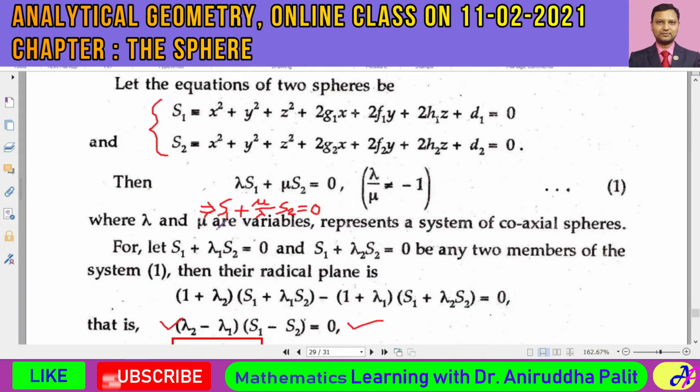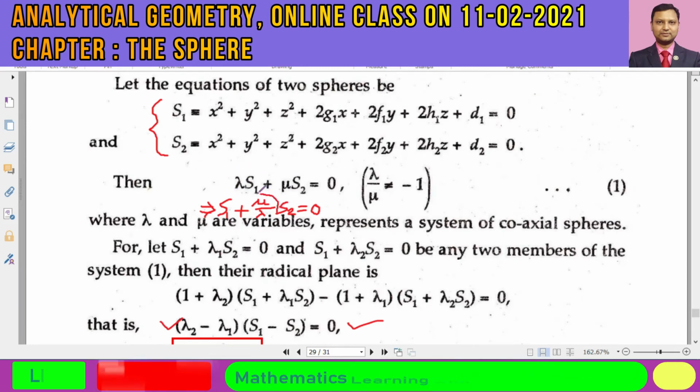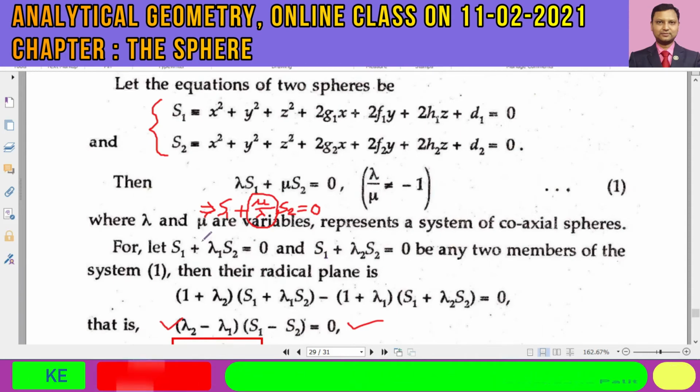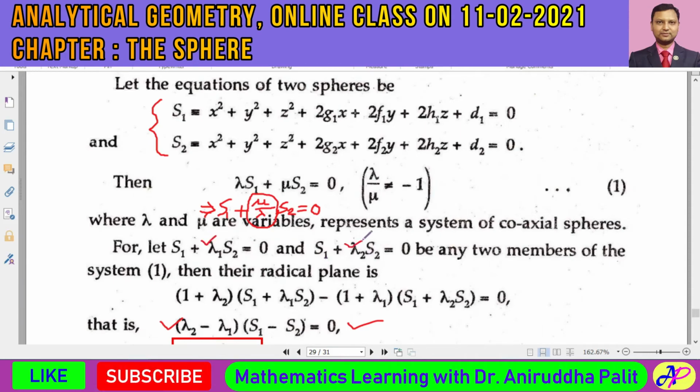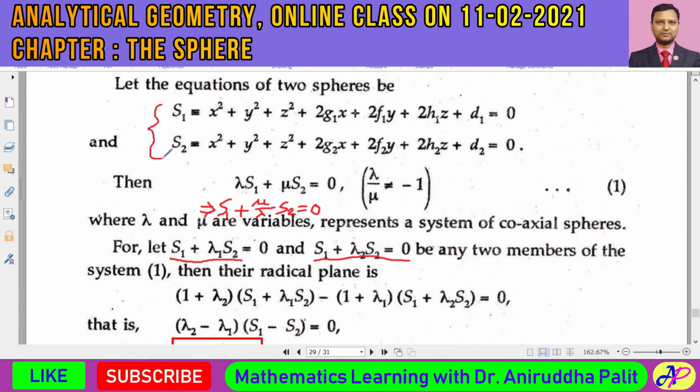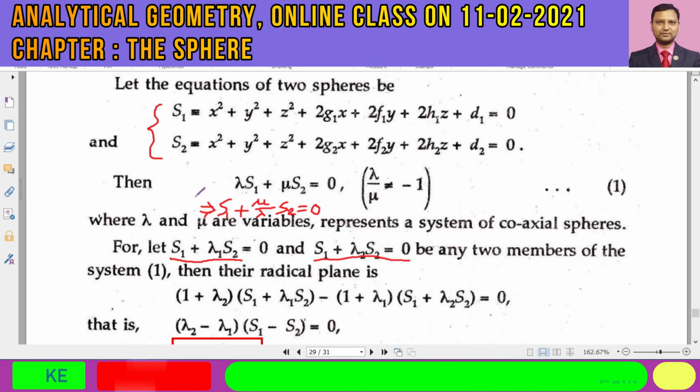So what we observe is that if we consider any two distinct values of this parameter mu by lambda, they would generate two different spheres, and the radical plane of these two spheres is nothing but the radical plane of the spheres S1 and S2.